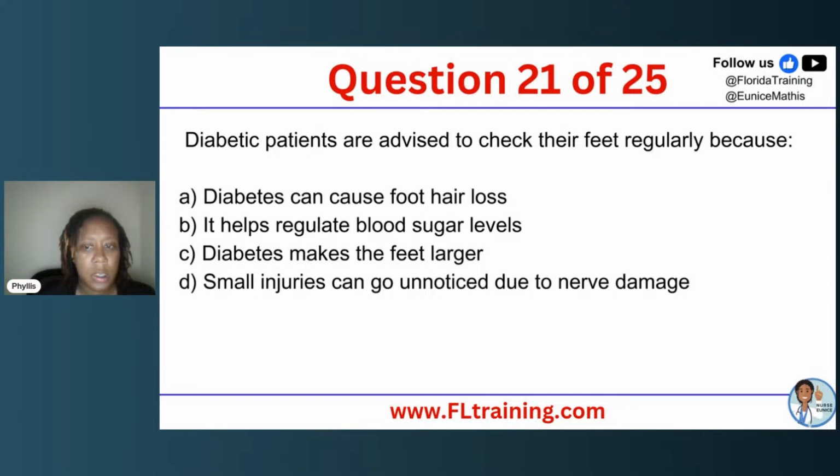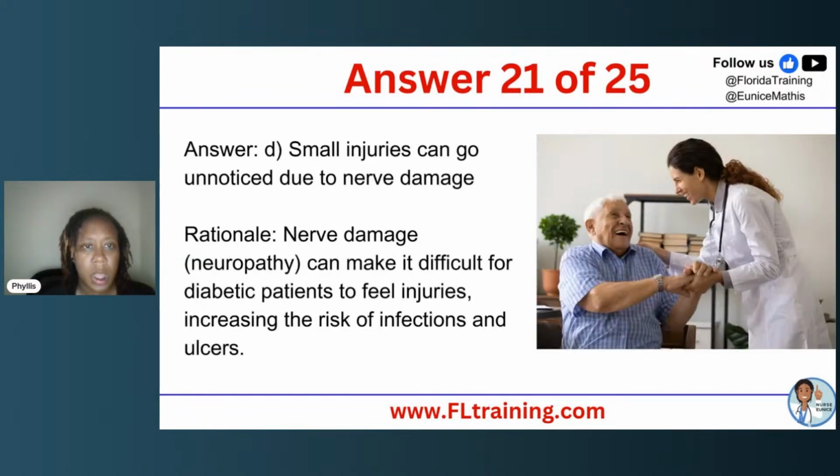All right, let's go ahead and reveal the answer. If you chose D, you are absolutely correct. Small injuries can go unnoticed due to nerve damage. Nerve damage, neuropathy, can make it difficult for diabetic patients to feel injuries, increasing the risk of infections and ulcers.